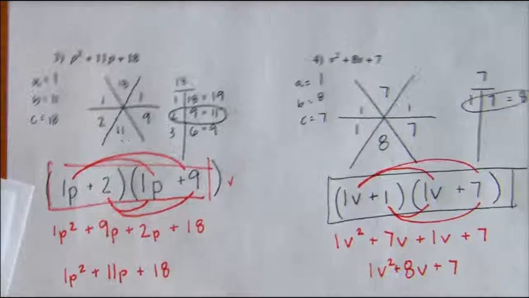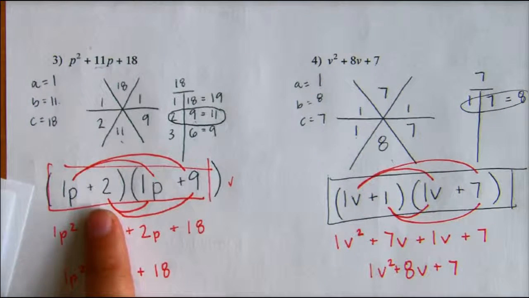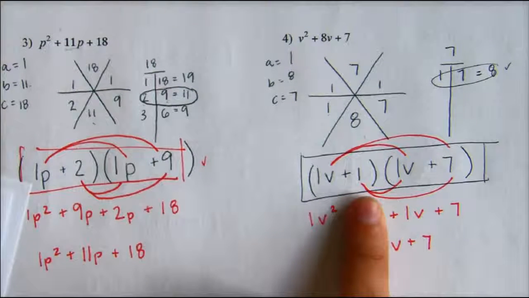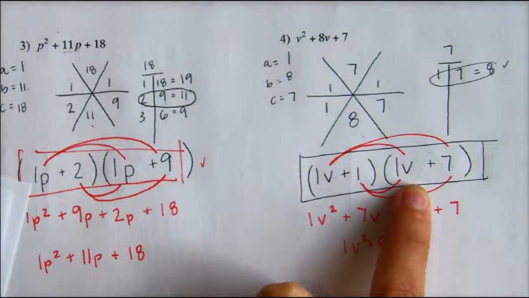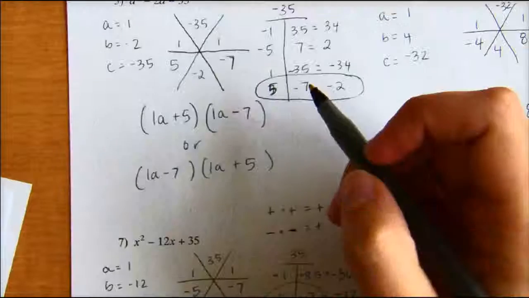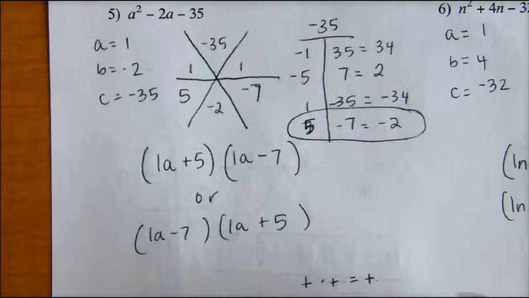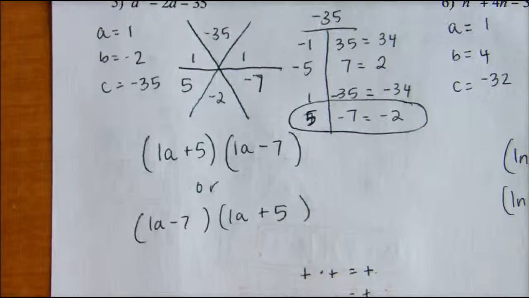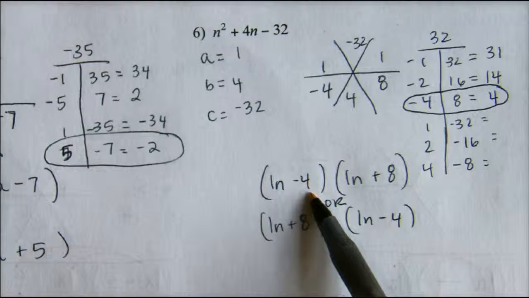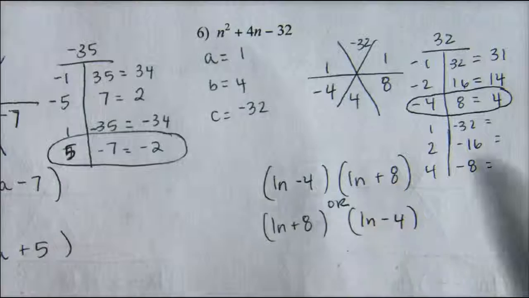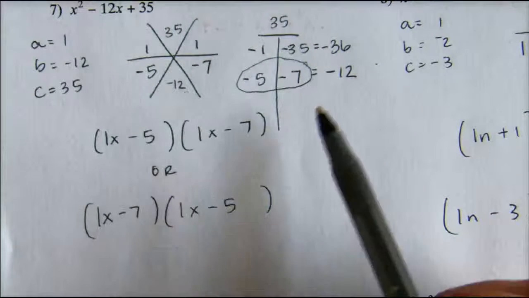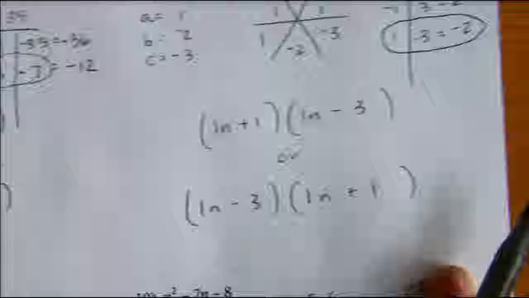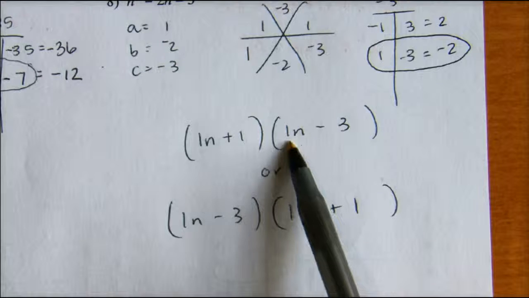Let's go through just a couple of the answers for those of you who didn't watch along with me. For number 3, you should have ended up with 1p plus 2 times 1p plus 9. For number 4, 1v plus 1 times 1v plus 7. Let's look at the back. For number 5, the order of your multiplication doesn't matter. You should have 1a plus 5 times 1a minus 7, or you could have them switched around. For number 6, 1n minus 4 times 1n plus 8. Number 7, so this was the one where we talked about the negatives, you should have 1x minus 5 times 1x minus 7. Number 8, 1n plus 1 times 1n minus 3.